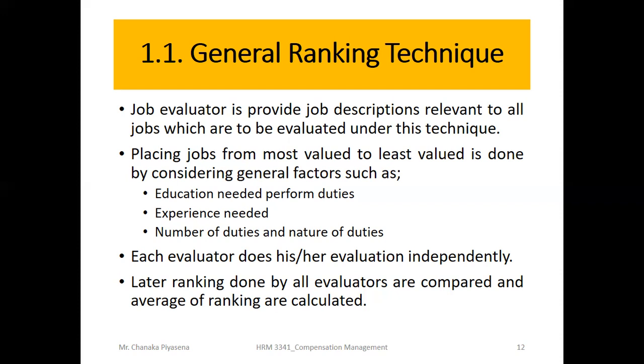When we calculate the average rank, we can use that average rank as the final solution to arrange our jobs in order of the relative worth of the jobs. Which jobs are most important and which jobs are less important, we can identify by using the average rank of all the evaluators.